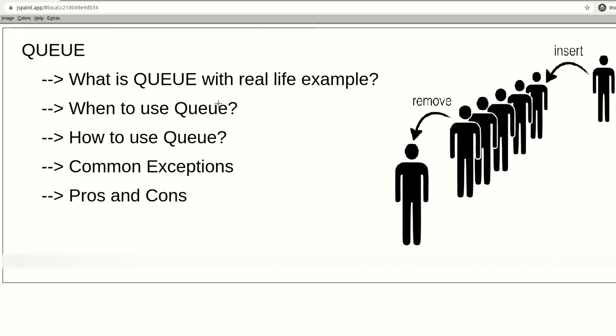So queue is a linear data structure which follows the principle of first in first out. And if you go with the real life examples, if you have been to the movie and you have bought the ticket there, if you are first in the queue, you will get first out of the queue. So this is the real life example of the queue.